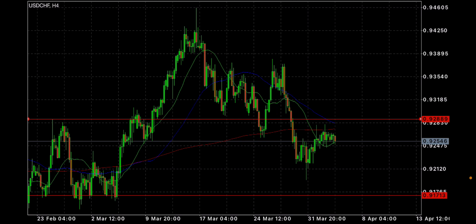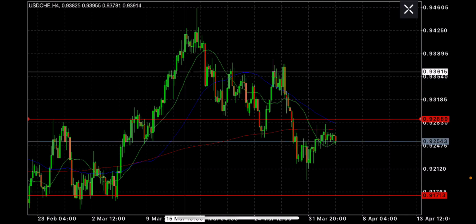USD. Okay, and also we're going to have to pay attention to the gas prices, to the oil prices as well. If oil continues to go up, we will see a weakening of the USD. But if oil prices continue to go down, we will see a strengthening of the USD. Okay. Now, with that being said, let's go ahead and take a look at the charts.